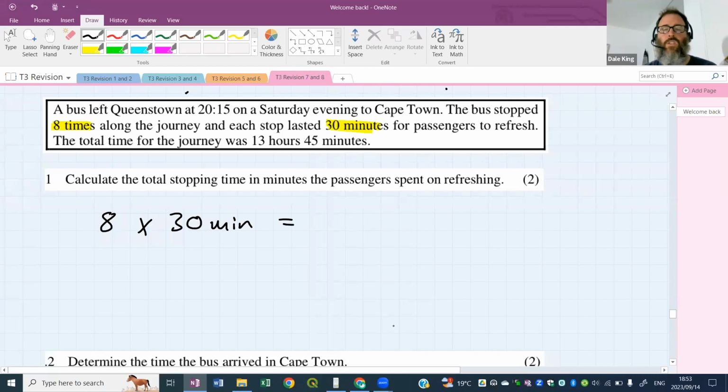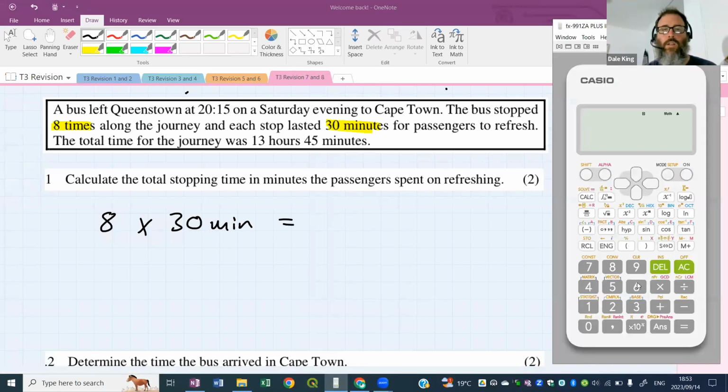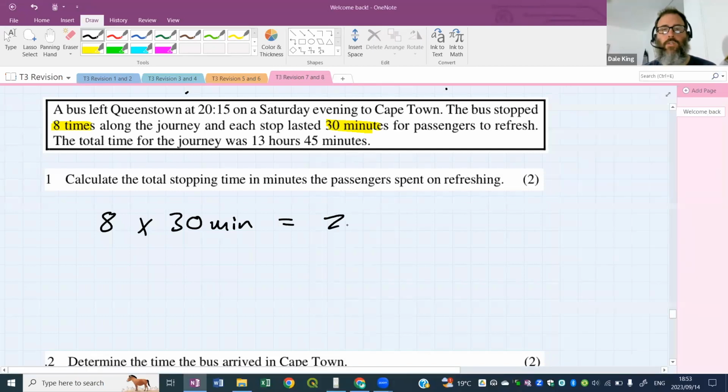We don't even need to convert this to hours and minutes, so we don't even need to use the time button here. We'll just say 8 times 30, because we need it in minutes. So it's 240 minutes.